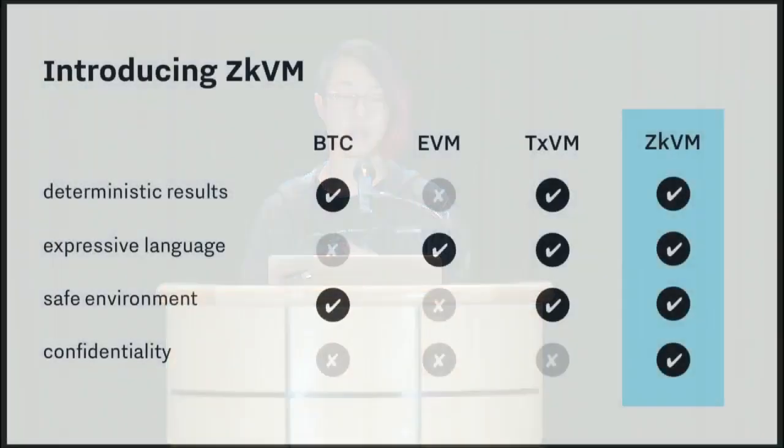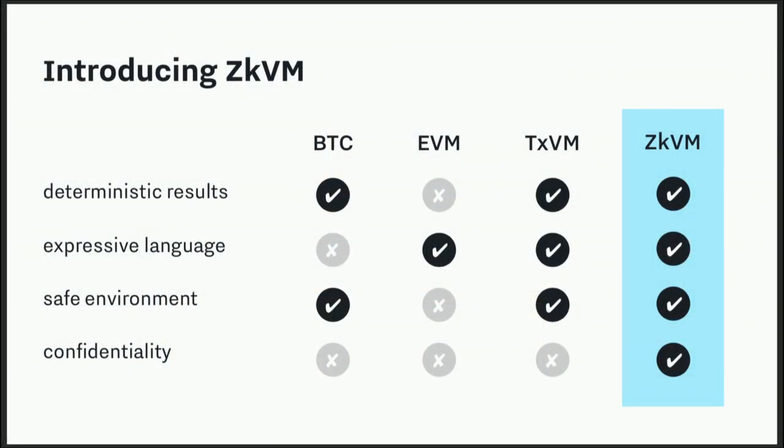If you were here at this conference last year, I actually presented on TXVM, which is what we were working on at the time, which is a smart contract language. TXVM aimed to have deterministic results, an expressive language, and a safe execution environment. And ZKVM, which we call the zero-knowledge virtual machine, takes a lot of concepts from TXVM and then adds confidentiality to it. So I think that's pretty cool.